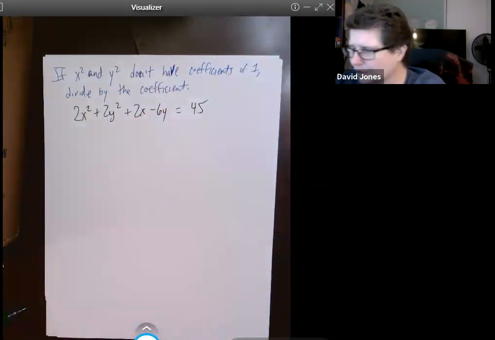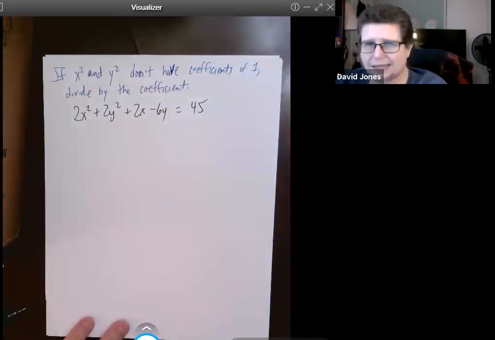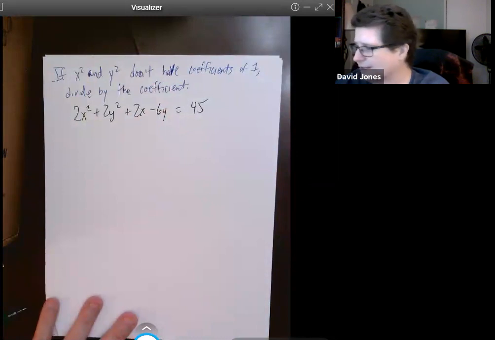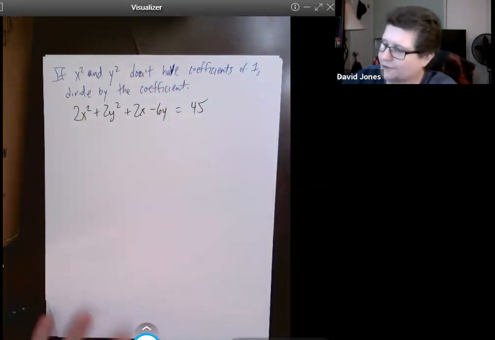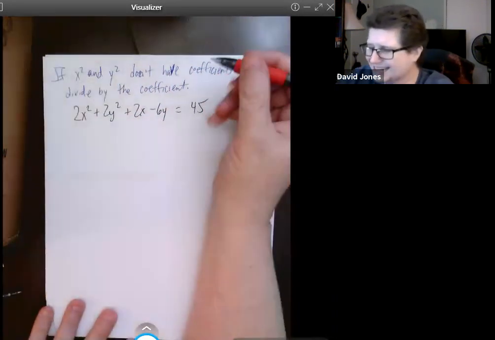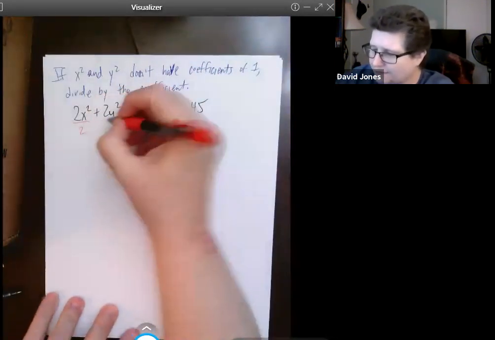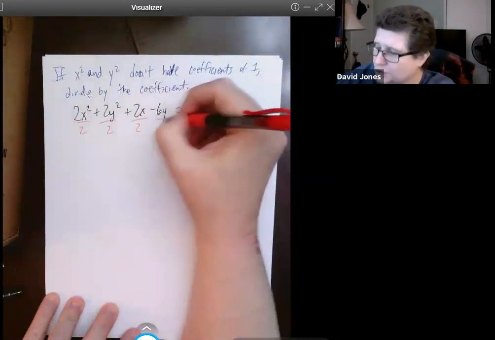Now circles are going to have the same coefficient. If it's any other, like ellipses, where going up and down is a different distance than going left and right, we'll do this at a later time. They'll have different coefficients, but circles have matching coefficients. We don't want it to have a 2 in front of it, so I'm going to divide everything by 2.